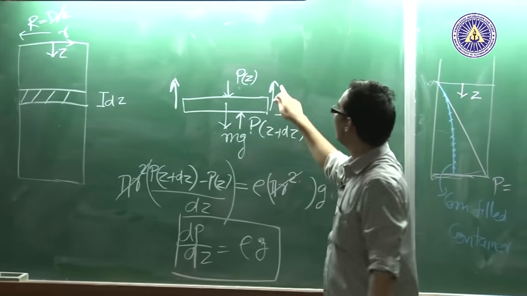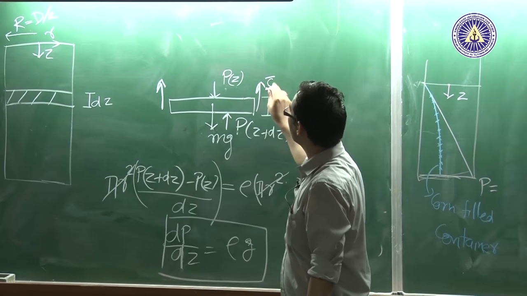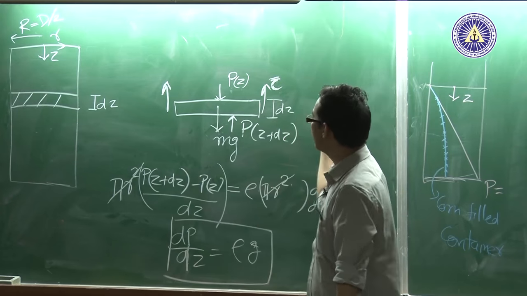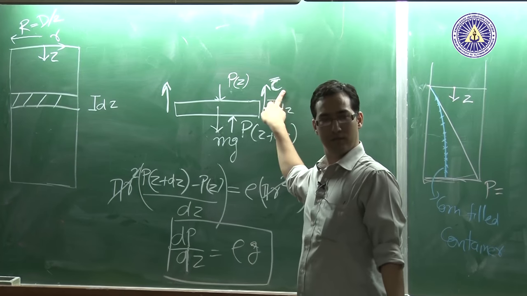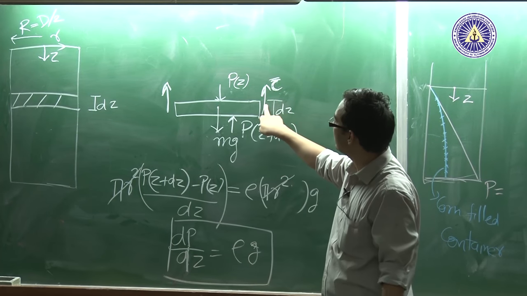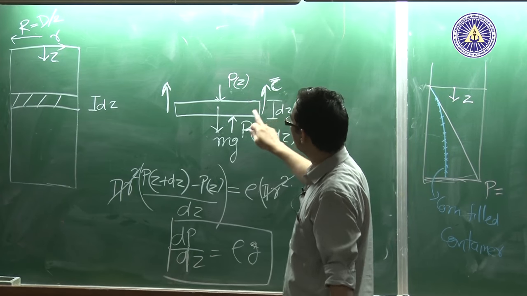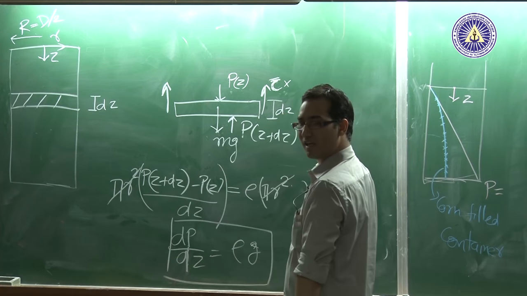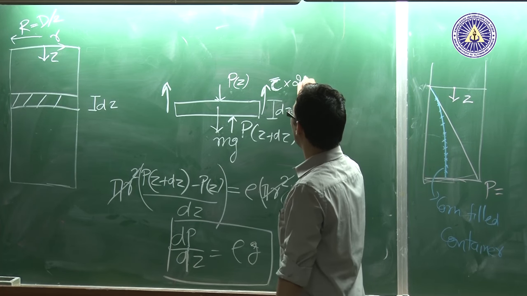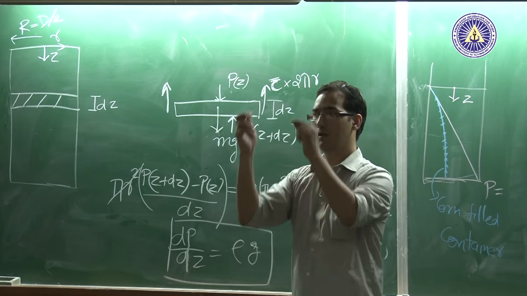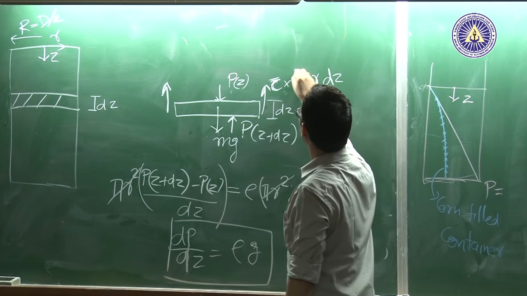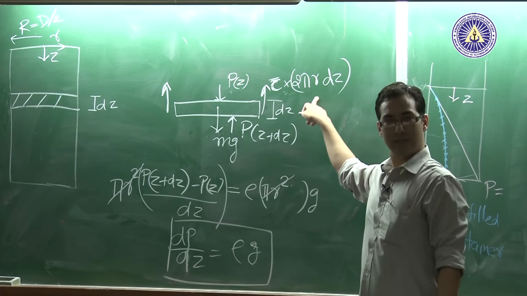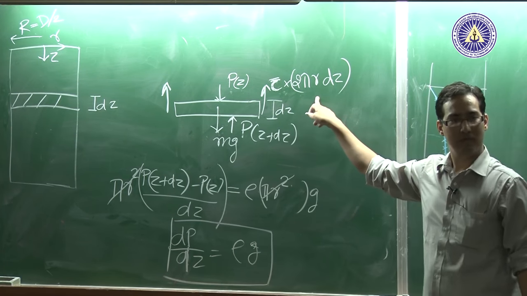This friction force is acting on a surface where the normal is in the other direction, so we call it a shear stress. That shear stress is acting. So the force will be the shear stress times this area, and that area will be 2 pi r dz. So in the force balance, you get this additional term.